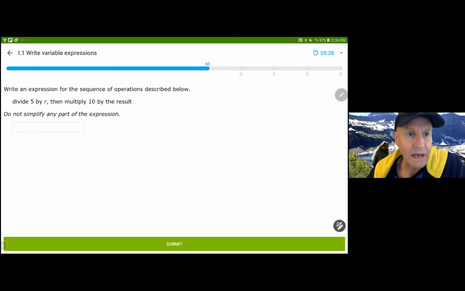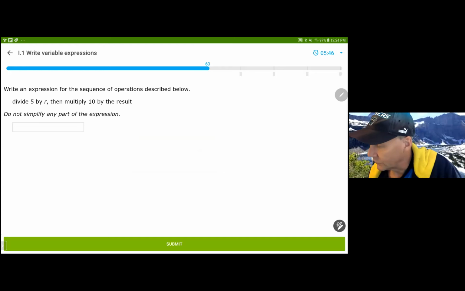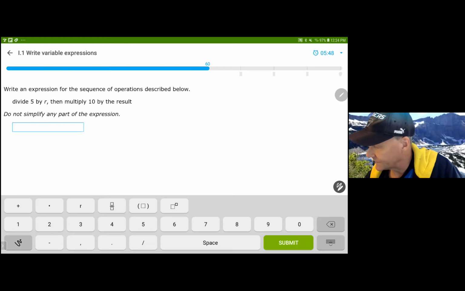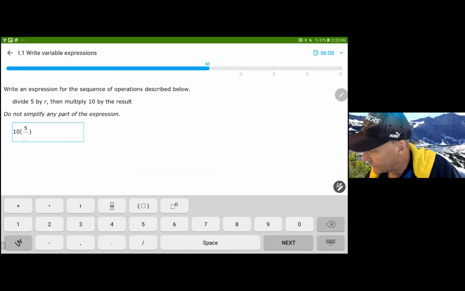Divide 5 by R. That means 5 divided by R, then multiply 10 by the result. So really, let's do this in the right order. It says to divide 5 by R, that would be 5 over R. It says multiply 10 by the result of this division, 5 divided by R.